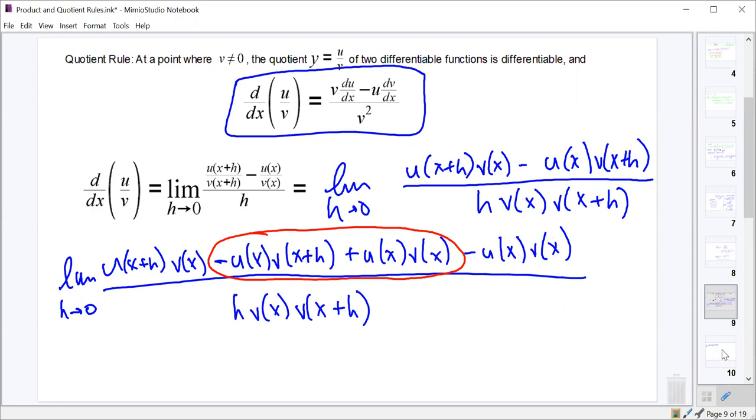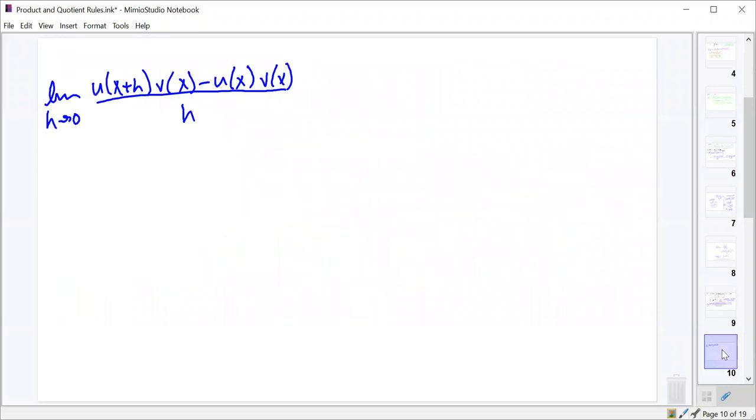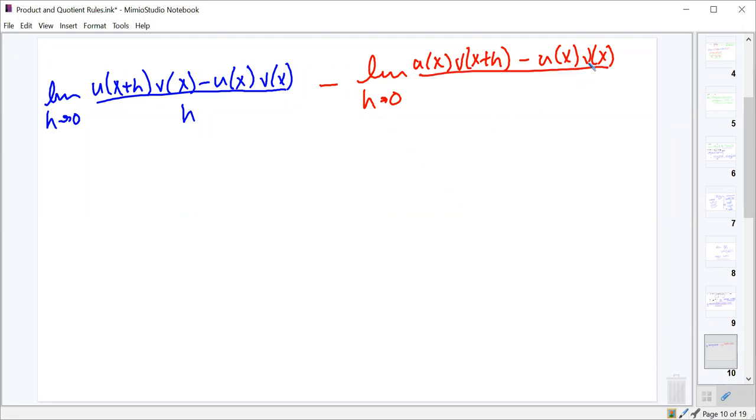So let's do that. We'll factor out a negative u of x. So we're going to say minus, there's the negative being factored out, the limit as h approaches 0 of u of x. What do we have? U of x, v of x plus h, right? Minus u of x, v of x now. All over h. And then they both have the v of x and the v of x plus h down there.